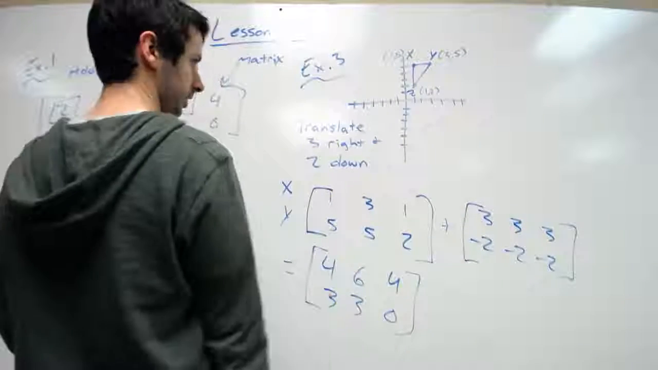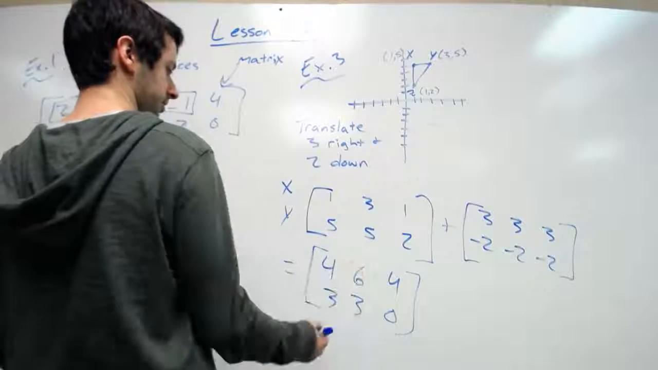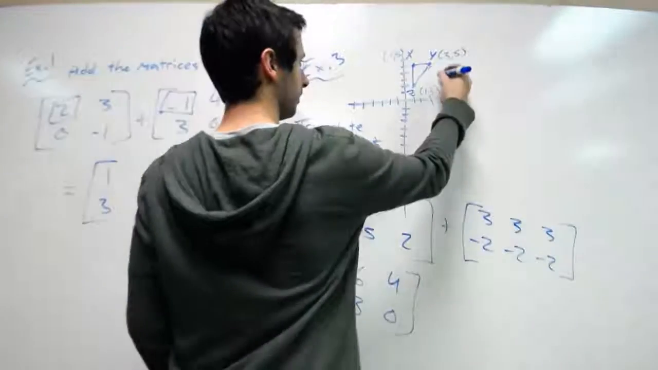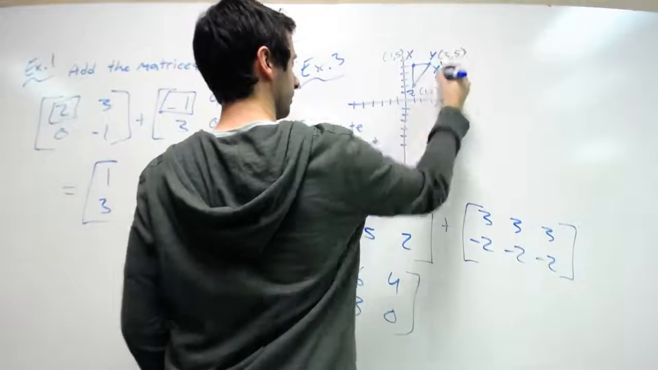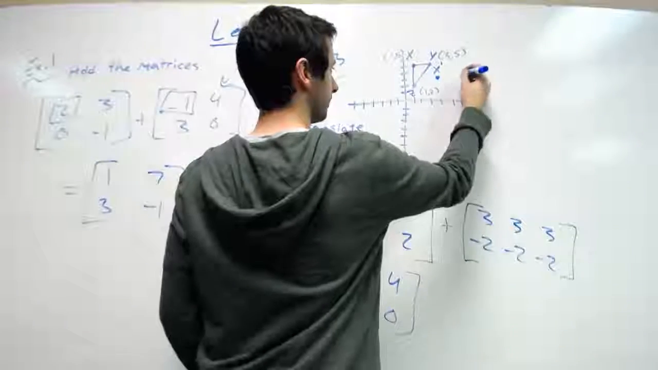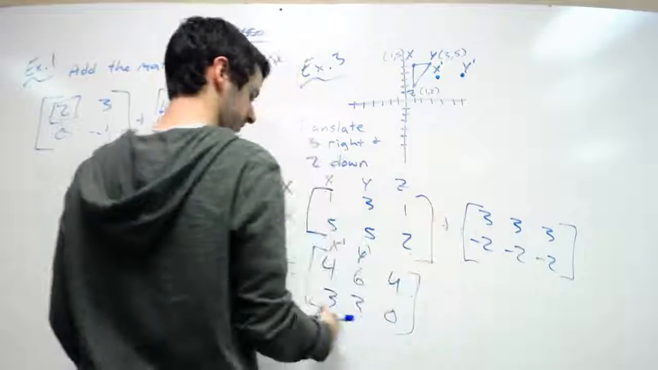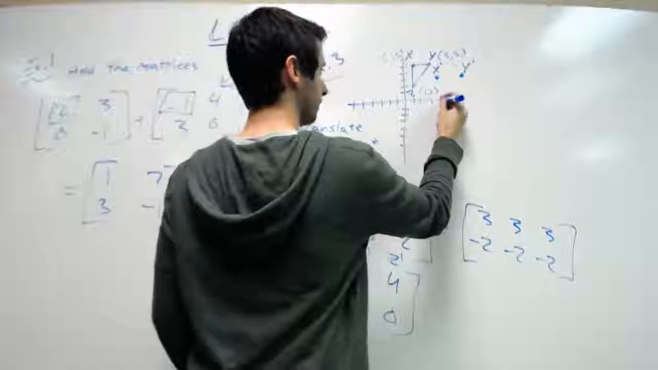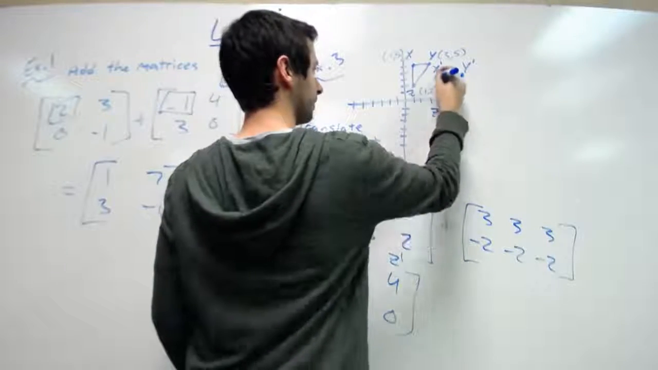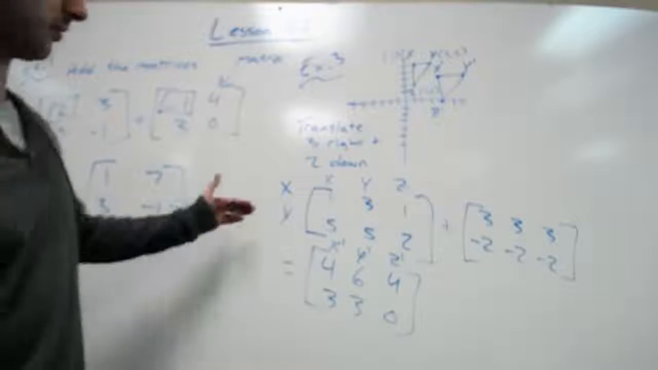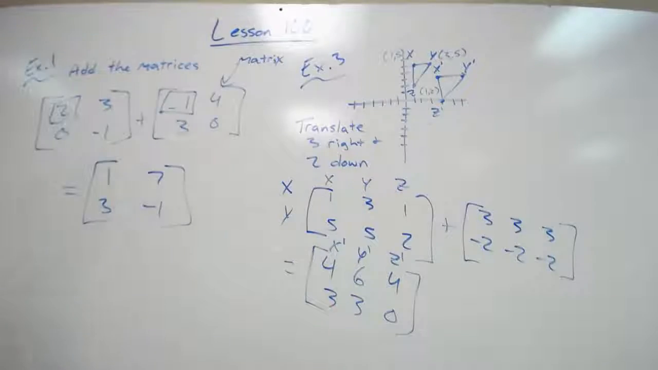And I'm going to go ahead and just draw them to show them to you. So here's X, Y, Z. My new X is 4, 3. My new Y is 6, 3. And my new Z is 4, 0. So there's my translated triangle, 3 units to the right and 2 units down. And that's all you have to do for solving for matrices.